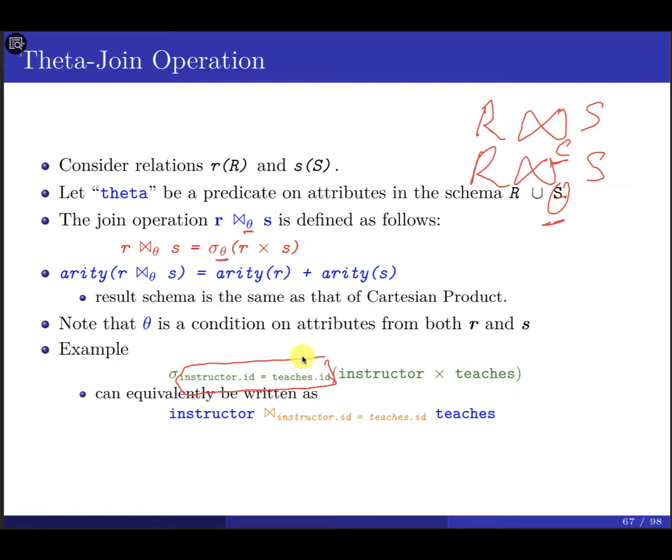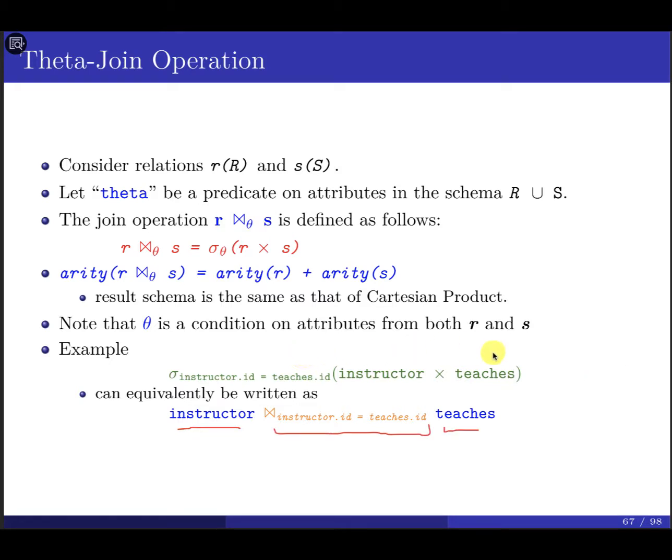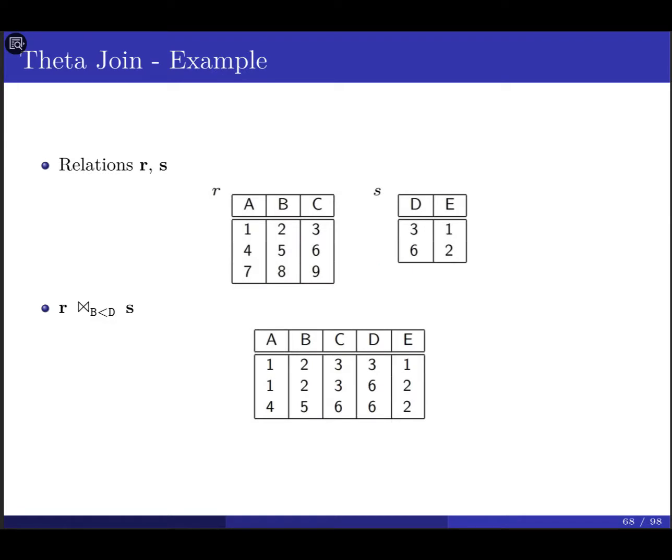But this is not equivalent to, let's say, instructor natural join teach. That's different. It's not the same. Here it is going to list the instructor ID and the teach ID in the result set. If you perform natural join, it's going to list only one of them. So in order to write the equivalent command using the theta join, that's what we're going to do: instructor theta join with the other relation, with whatever condition we have. Okay, let's have an example here.